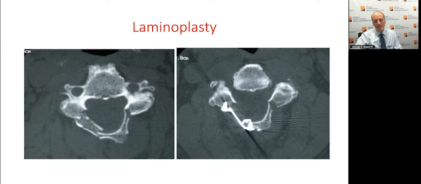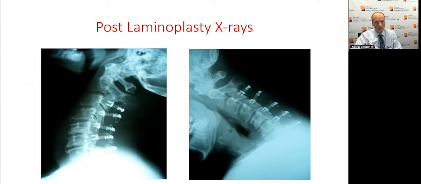This is what it looks like on a CAT scan. On the left side, you'll see a piece of bone holding the wedge open. On the right-hand side, that's the plate. And this is the advantage. Notice that the patient has normal range of motion after having the laminoplasty. My issue with this procedure is that I've had several of these go on to fuse despite our best efforts to maintain motion.